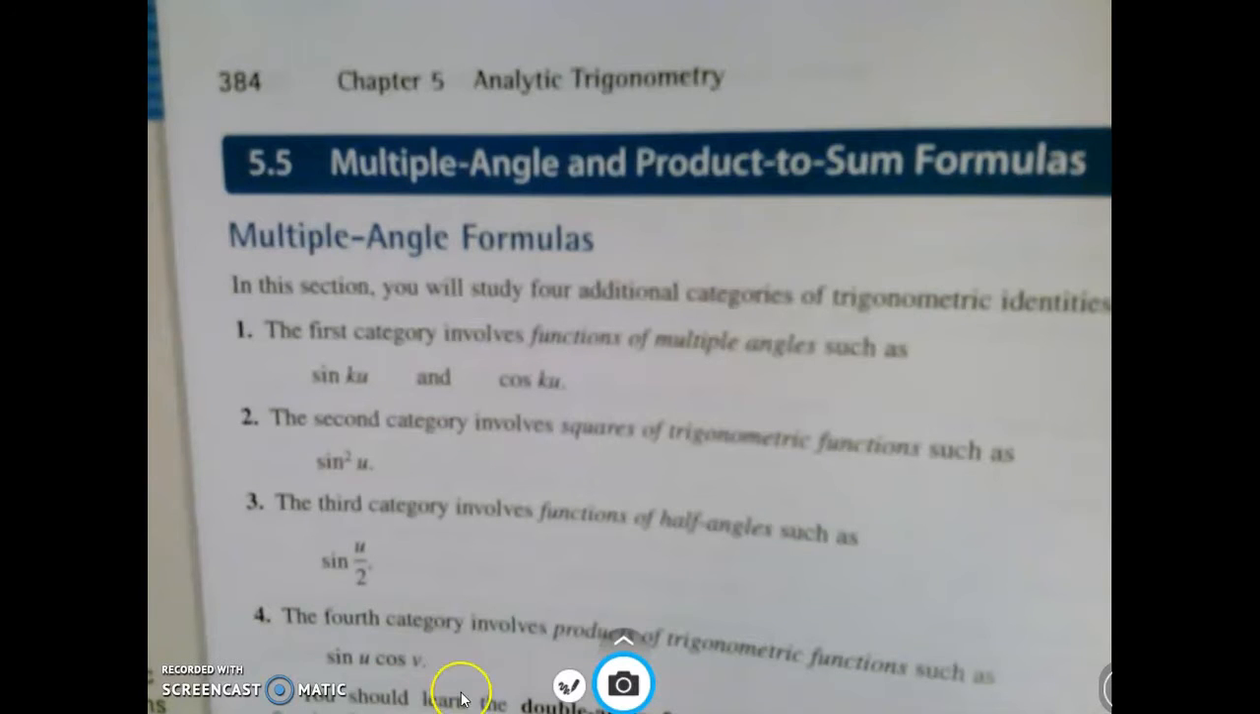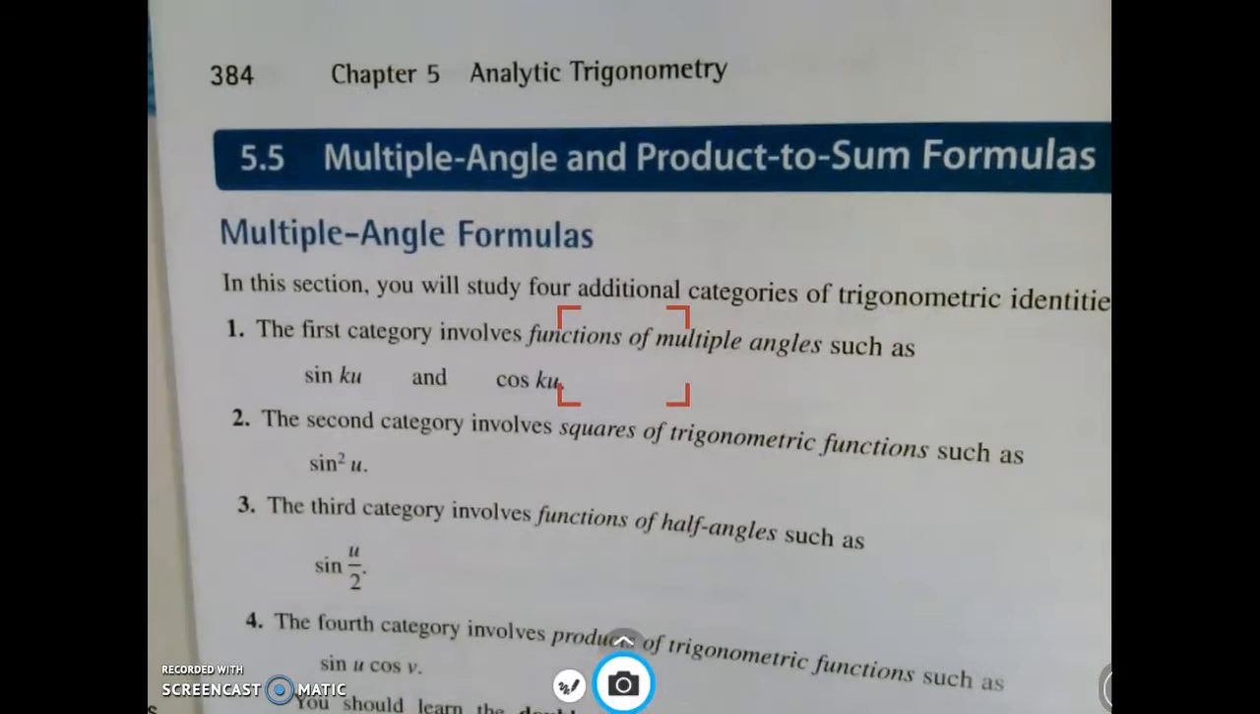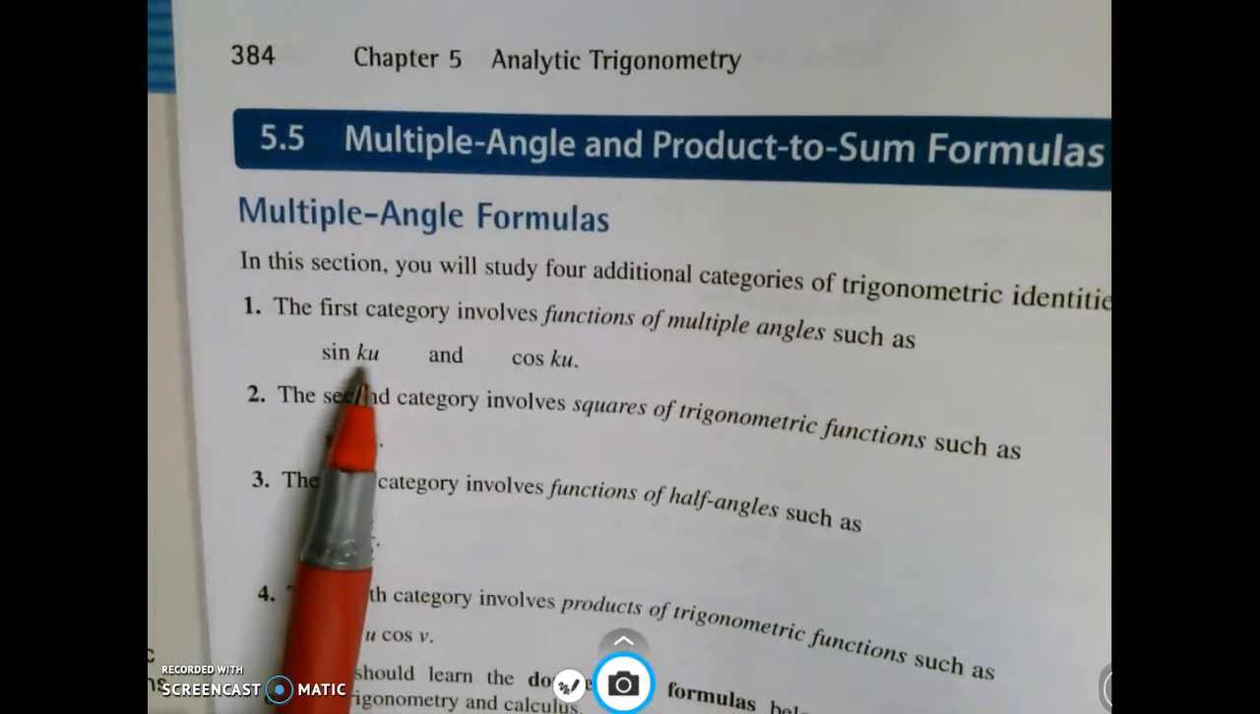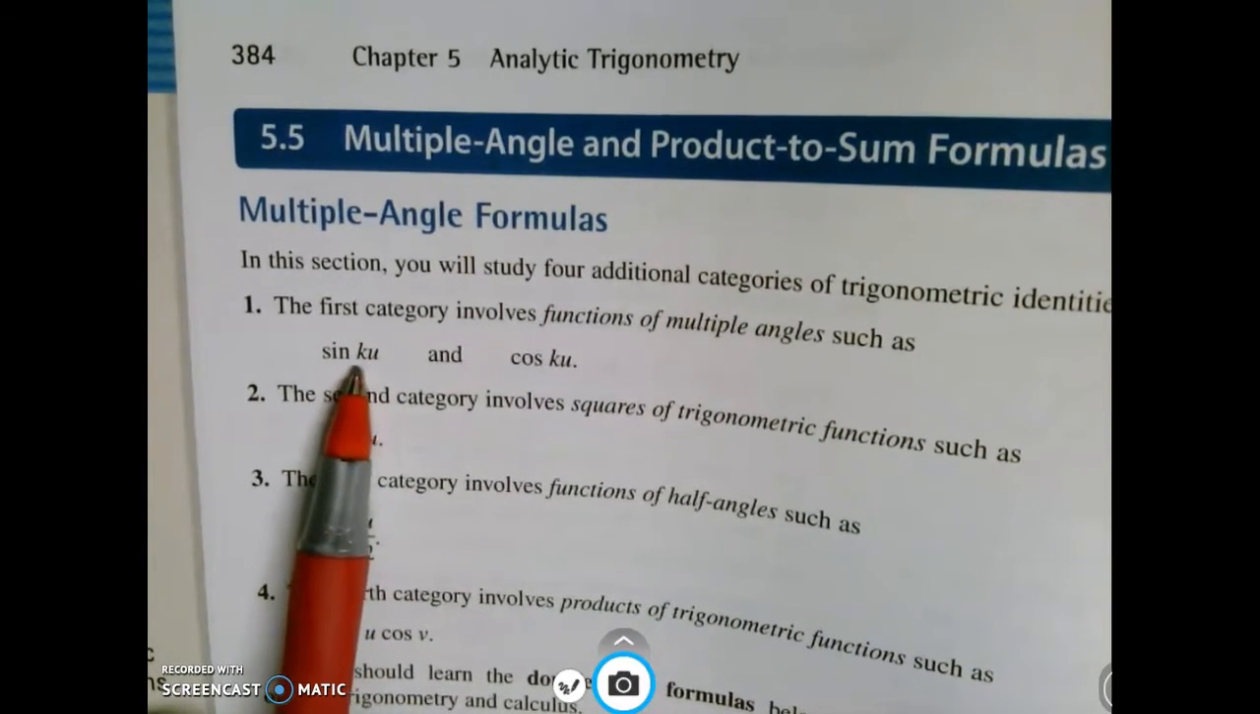I'm going to be trying to explain some of the stuff in our section here of the textbook. So section 5.5, what we call multiple angle and product to sum formulas. What does all that mean? Well, let's explain. Multiple angles means a multiple of an angle. So like sine of ku means sine of like 3u.